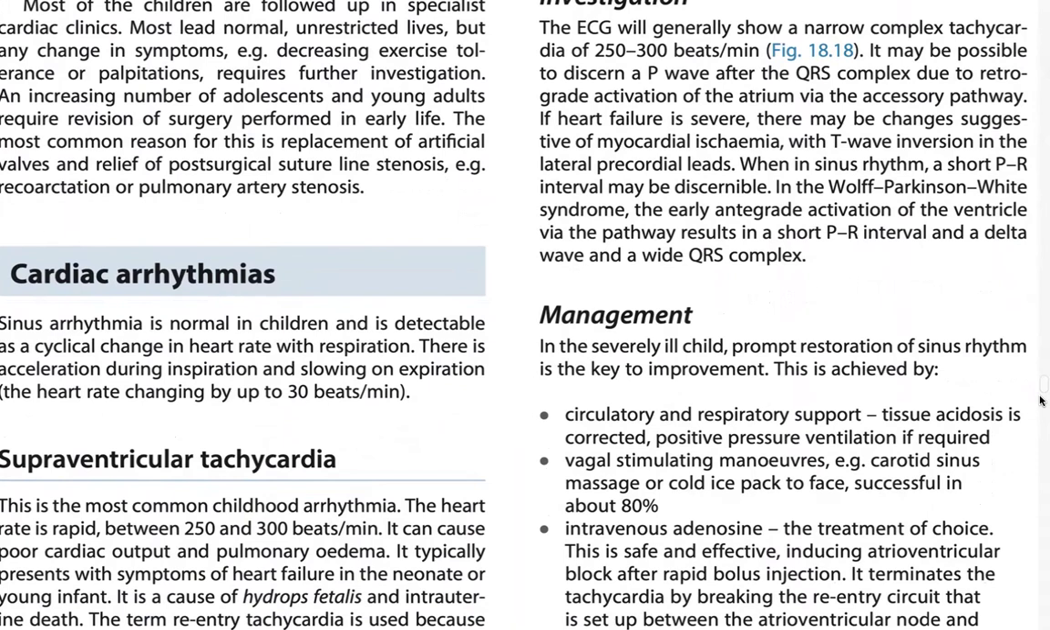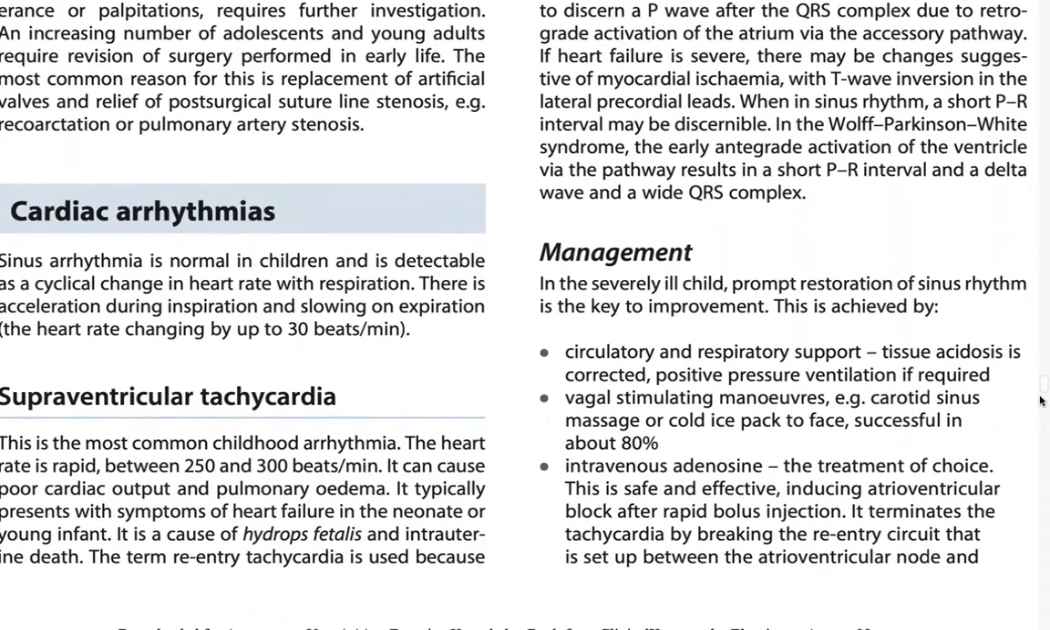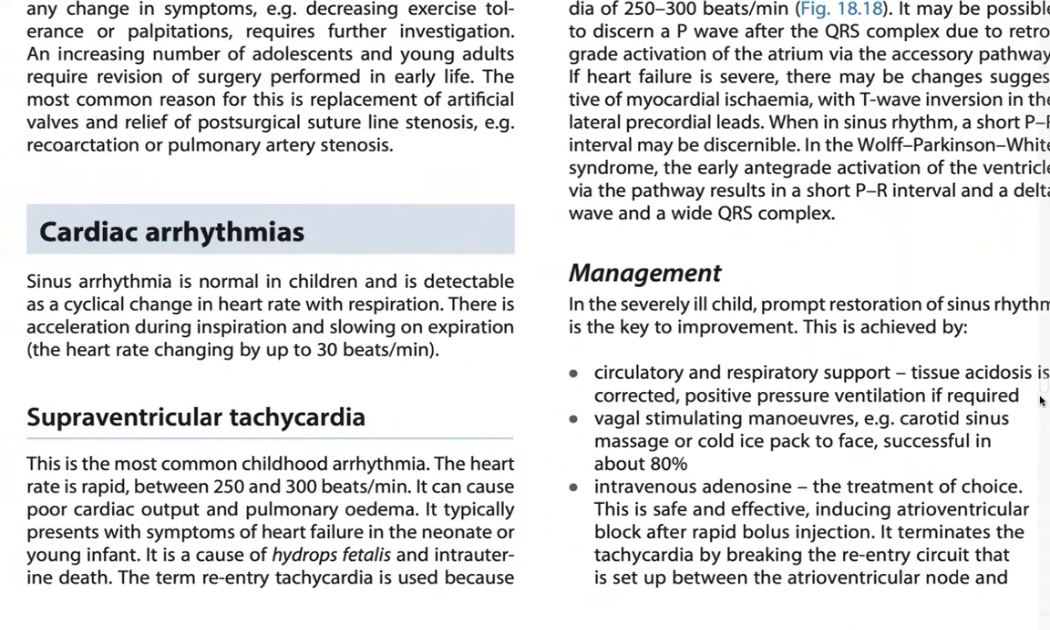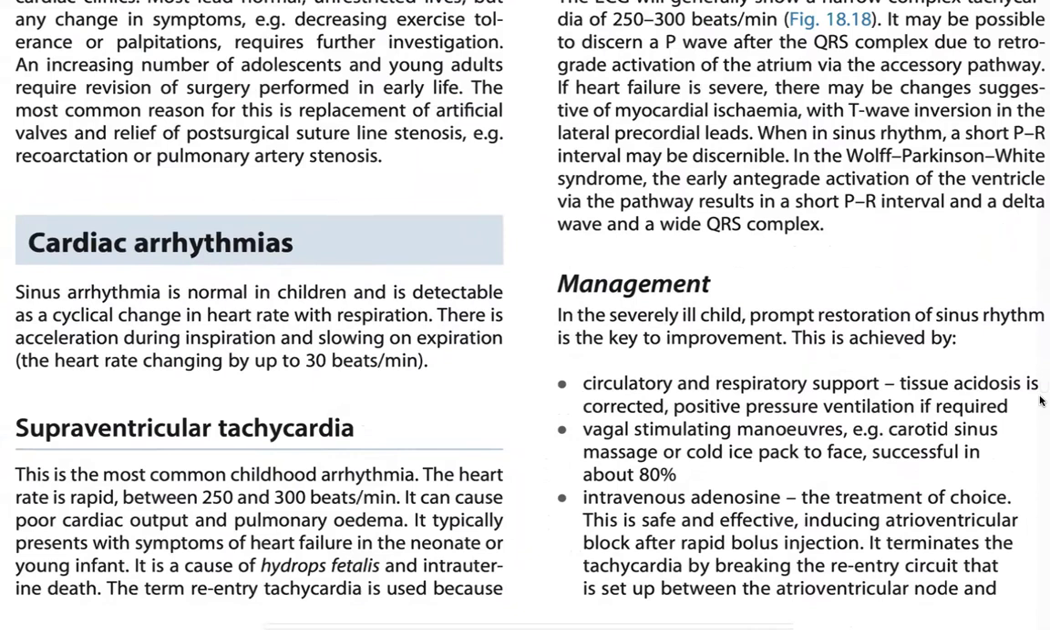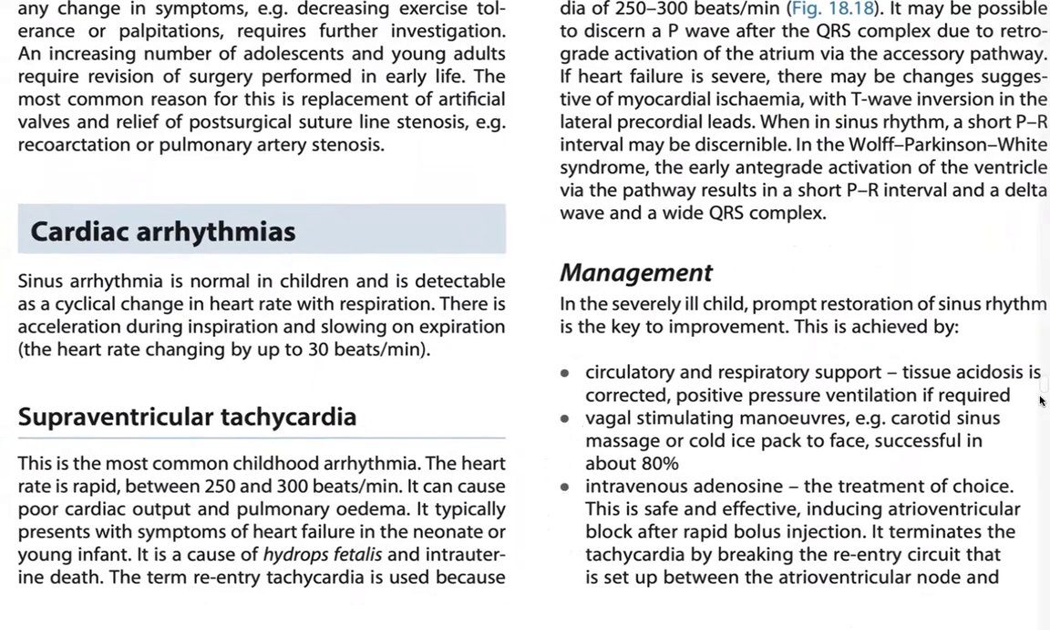of the ventricular wire pathway results in a short PR interval and then a delta wave in a right race complex. Management in this really in child, form is crucial for fetal tumor. This is achieved by secretion of quality food, surface is selected, positive pressure ventilation is required.